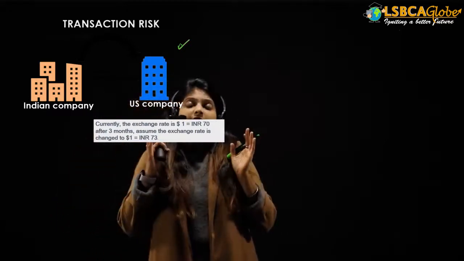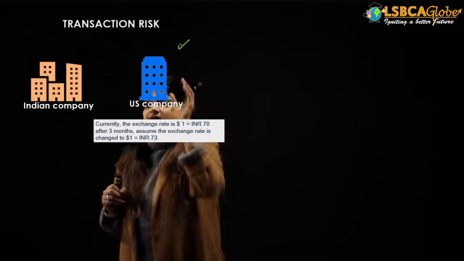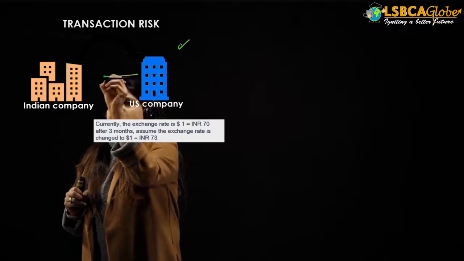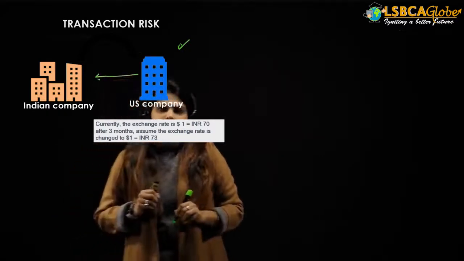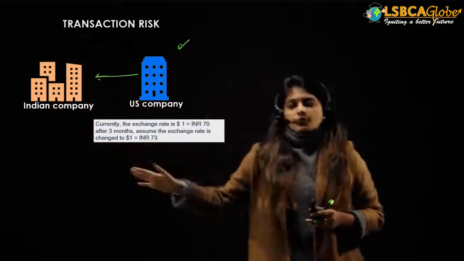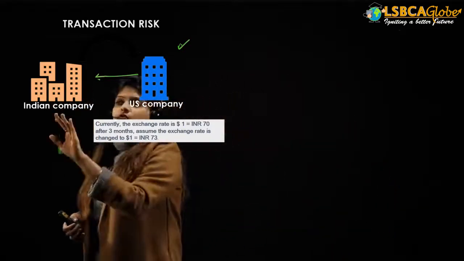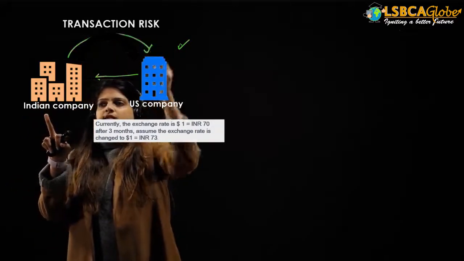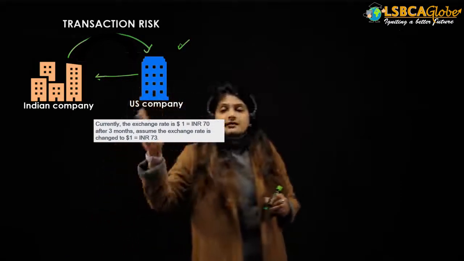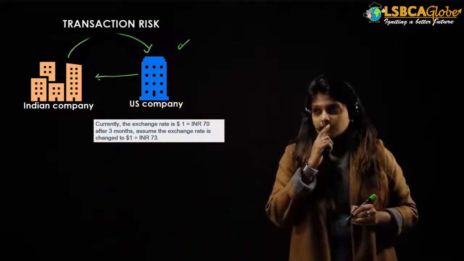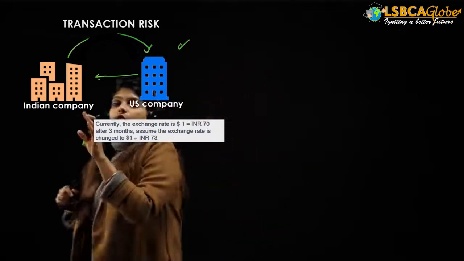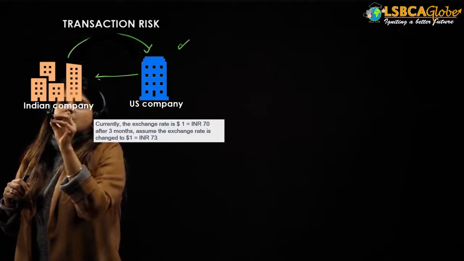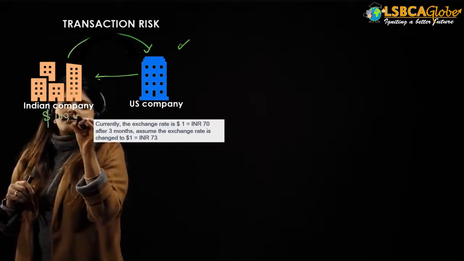So how do I explain the transaction risk? Let's take an example. There is a US company which is making a sale to an Indian company. The Indian company is an importer. It is importing goods from the US company. Now this Indian company needs to make a payment to the US company. Let's suppose the total invoice value to be paid by the Indian company is US dollar 100,000.